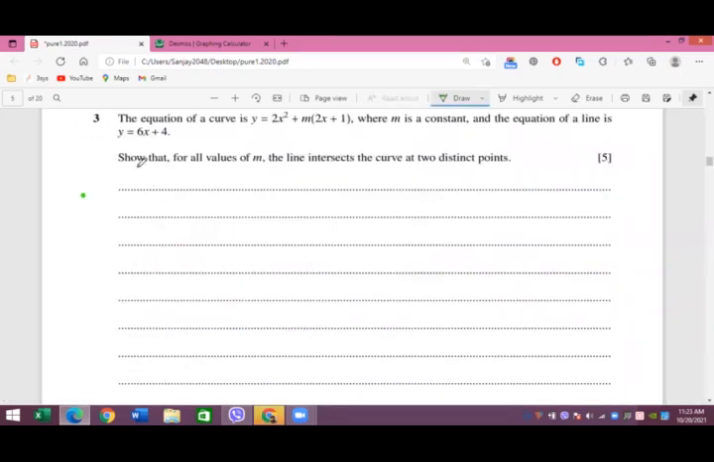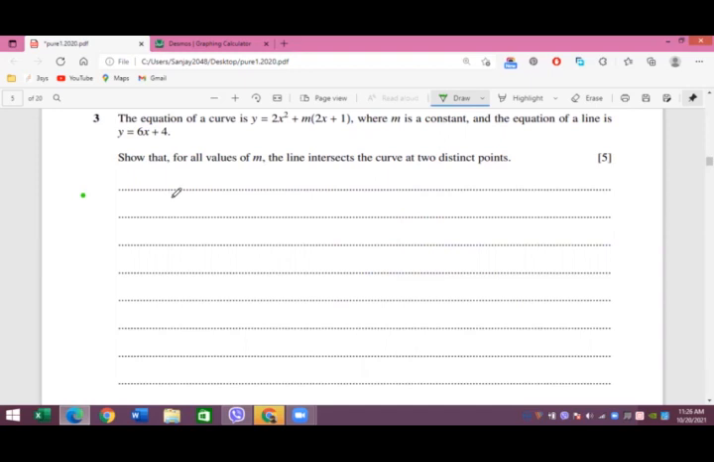Yes, so it was question number 3, and you can see in question number 3 the equation of a curve is y equals 2x squared plus m times 2x plus 1, where m is a constant, and the equation of a line is y equals 6x plus 4. Then show that for all values of m, the line intersects the curve at two distinct points. This is what you have to prove here.